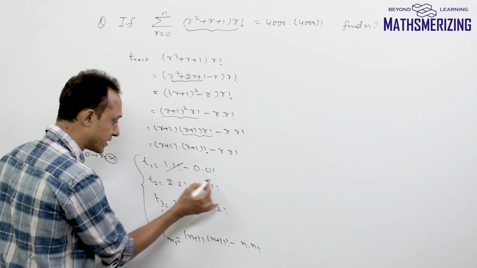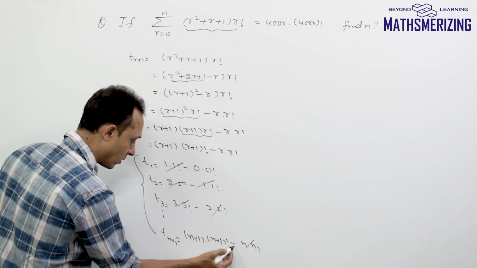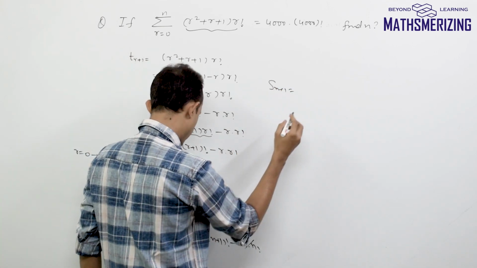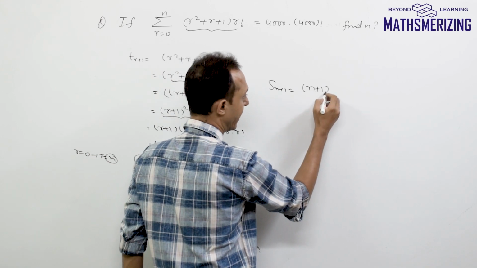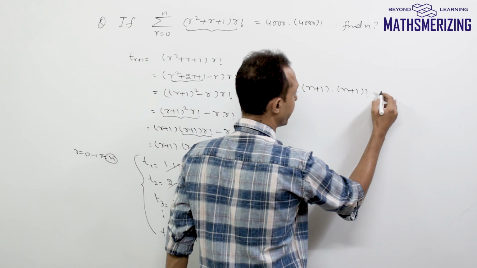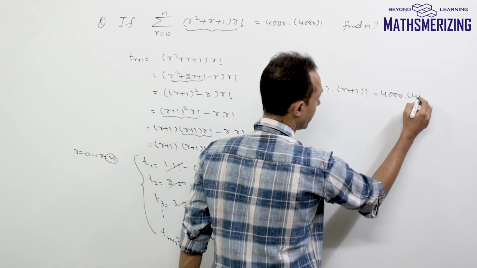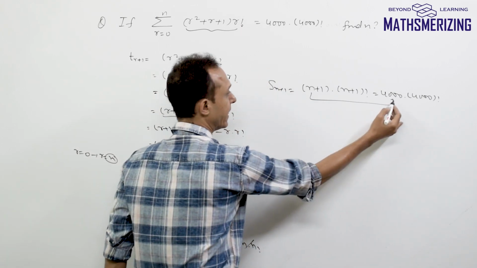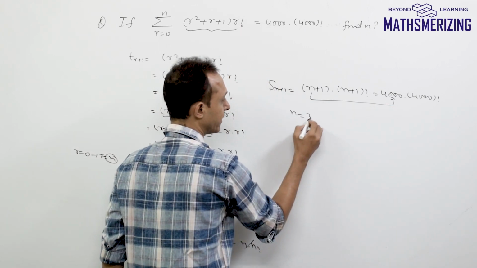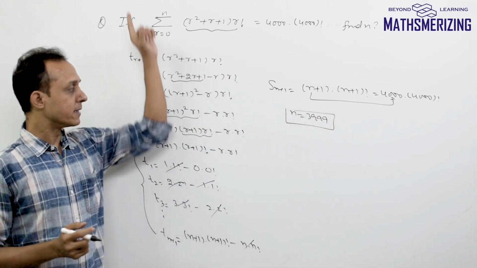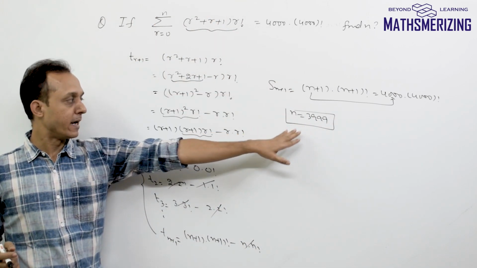If I add them, these terms will get cancelled. What I'm left with is the sum of all these n plus 1 terms, which will simply be n plus 1 into n plus 1 factorial, and it is given as 4000 into 4000 factorial. So if I compare, I can simply write that the value of n should be 3999. So the answer to this question is that the value of n should be 3999.